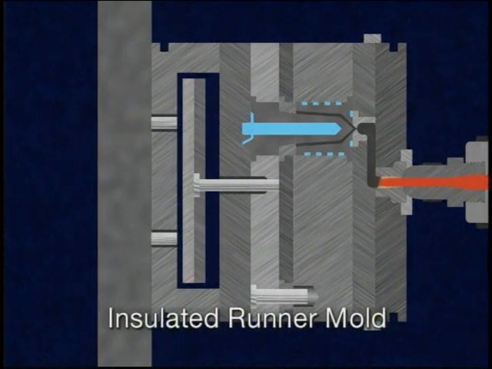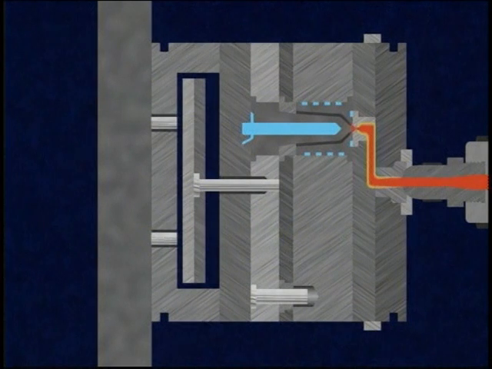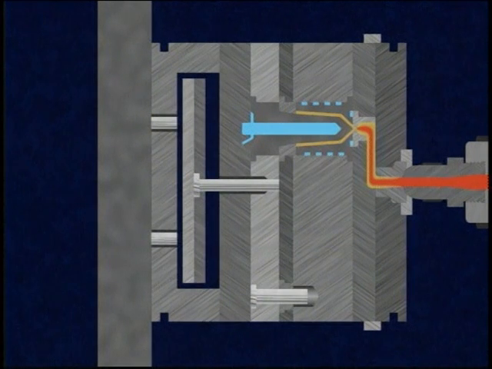The insulated runner mold is much like the hot runner mold, but it uses a large diameter runner. During injection, the outer surface of the runner freezes. This insulates the center material, keeping it at the molding temperature.